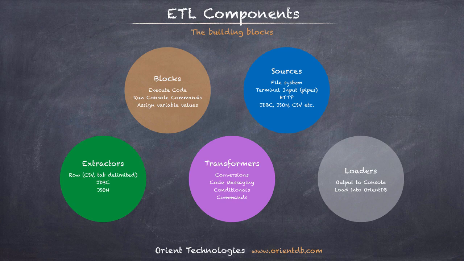There are currently three extractors: row for CSV and tab delimited type files, JDBC to pull directly from another database, and JSON, which makes it very simple to work with data from a JSON file or REST service. Transformers are a middle layer, allowing you to massage and prepare the data prior to insertion into OrientDB or outputting to the console with a loader.